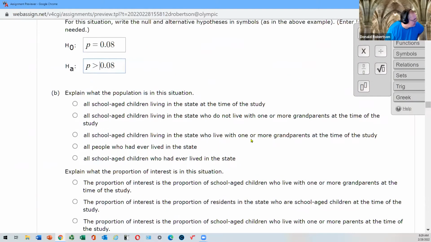Explain what the population is in this situation. Who are we counting in this story? All school-aged children in that state? All school-aged children living in the state who do not live with a grandparent? All school-aged children in that state who live with one or more grandparents? All people who have ever lived in that state? All school children who have ever lived in that state? Which one of them is the population? Where are you getting that 8% from? Five dots. Which one are we getting it from?